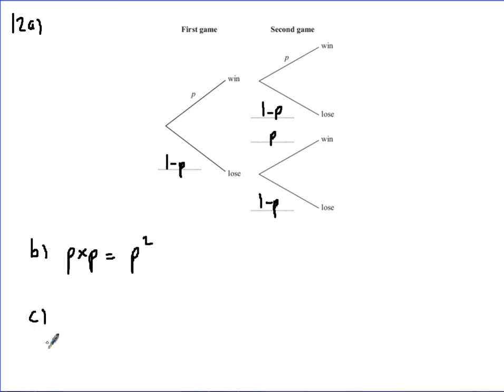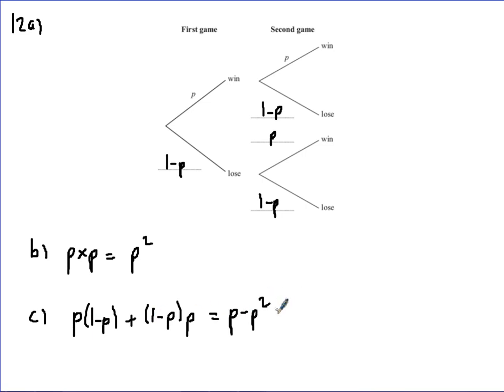C, write down an expression in terms of P for the probability that Rebecca will win exactly one of the games. So one of the games then, well, one route is win and then lose, the other route is lose then win. So it's the probability of those combined. So it's P times 1 minus P plus 1 minus P times P. That's enough.